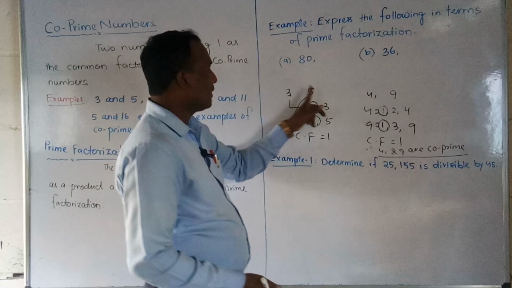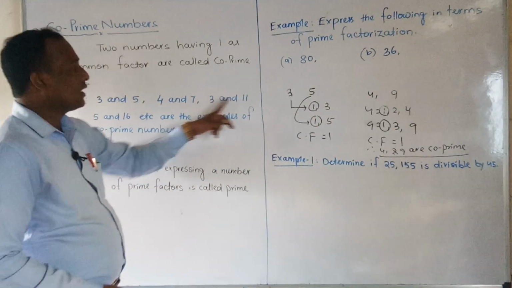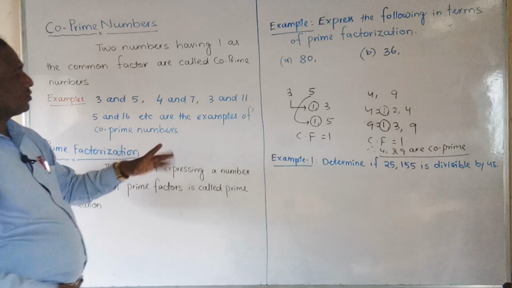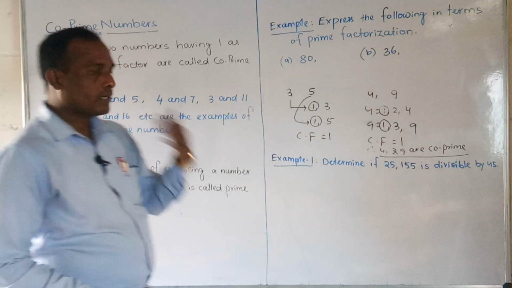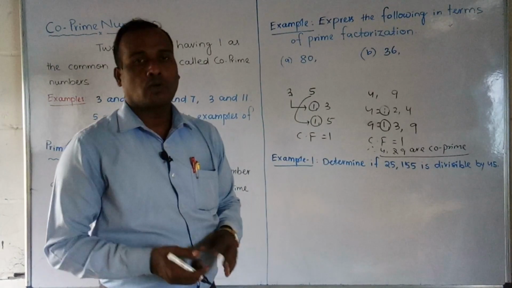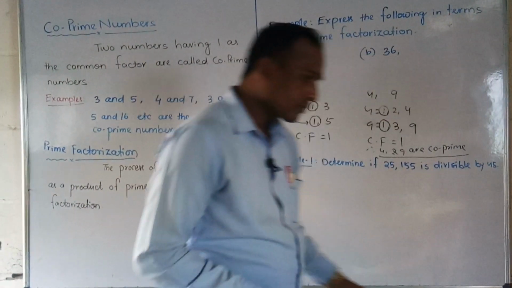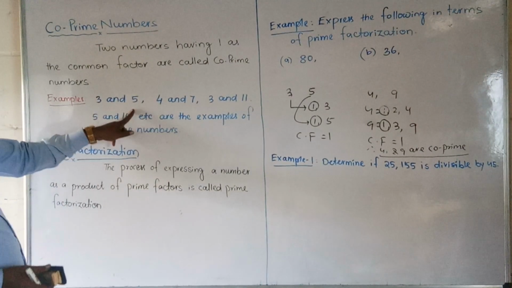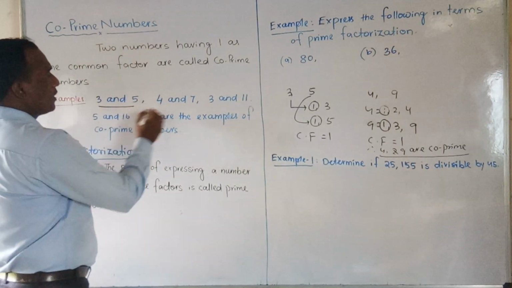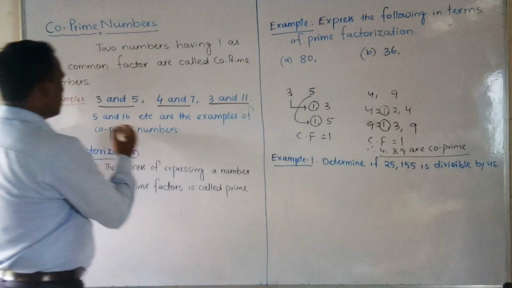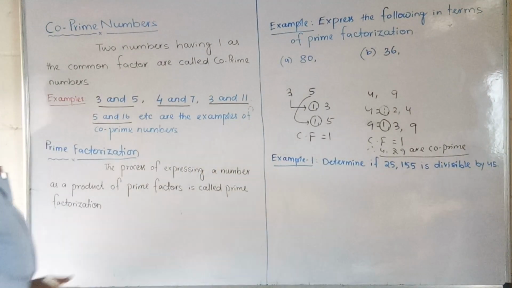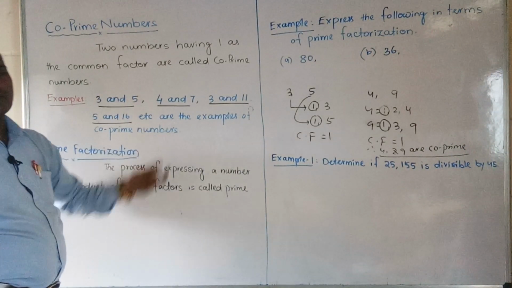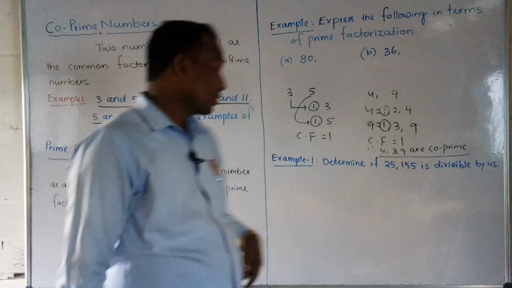Same as 3 and 5, whose common factor is only 1. Similarly 3 and 11 have common factor 1, and 5 and 16 have common factor 1. You should find out if there are no common factors other than 1, then they are called co-prime numbers. Now look, students, I have written the examples: 3 and 5, 4 and 7, 3 and 11, 5 and 16. There are infinitely many co-prime numbers. These are examples of co-prime numbers, and you should find other co-prime numbers also.